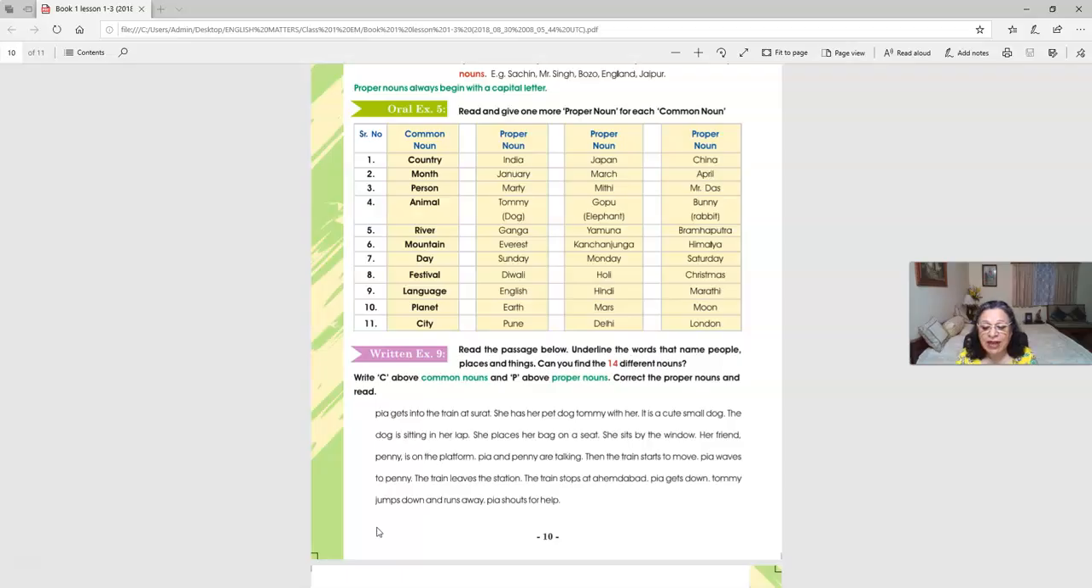Then the fourth line, Penny. Then after that, Pia. And in between, before Pia was Ahmedabad. Then Pia. And the last word, Tommy. And then in the last line, Pia. So, all these words which are proper nouns, you have to start with a capital letter.